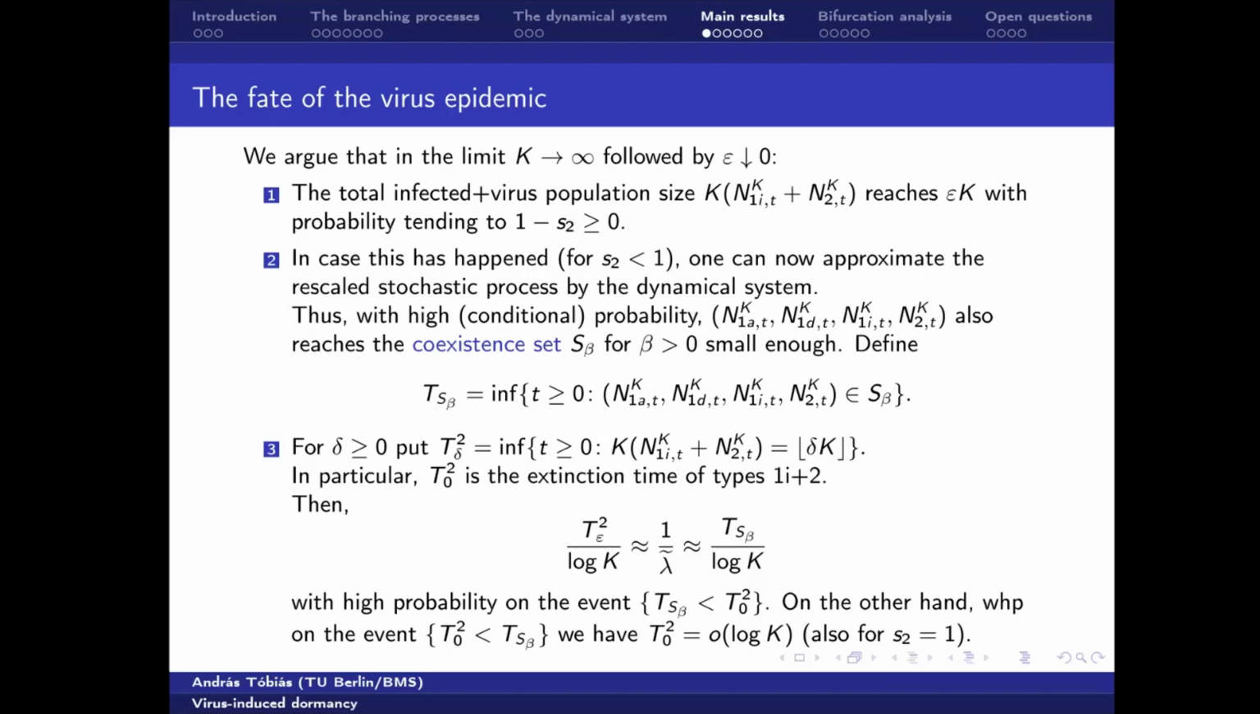And this should also hold when S2 is equal to 1. So in the subcritical phase, this should always be the case. Okay, so this is somehow the idea.